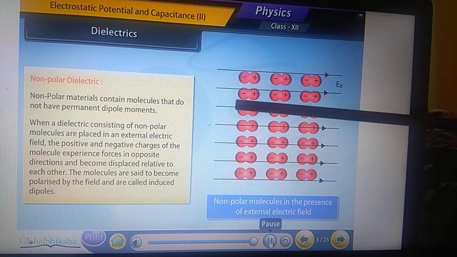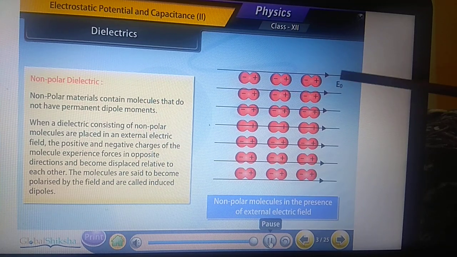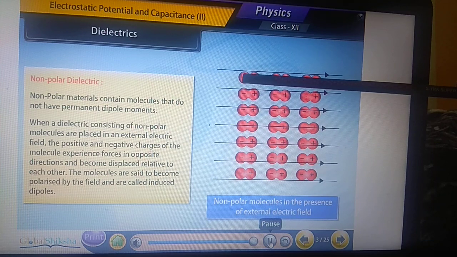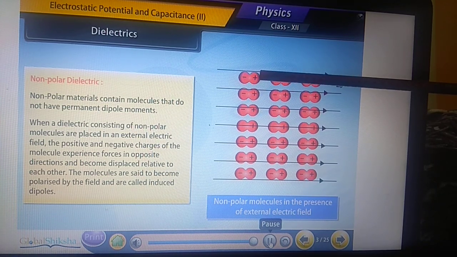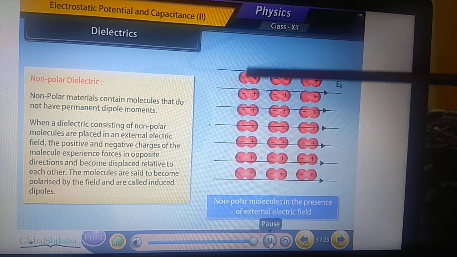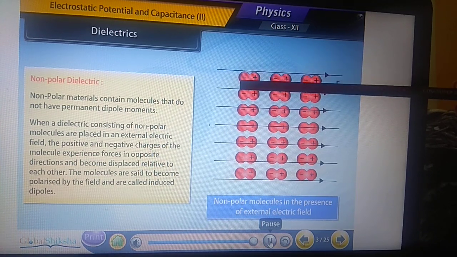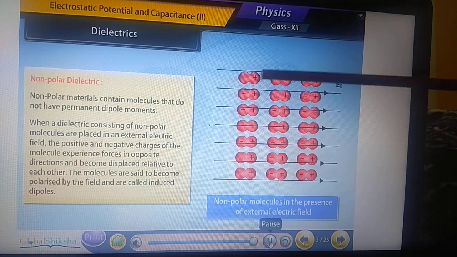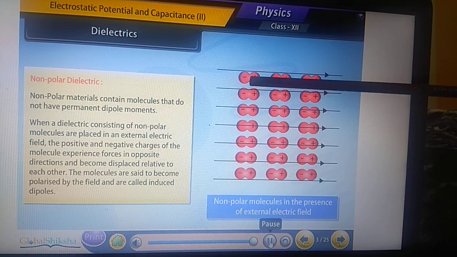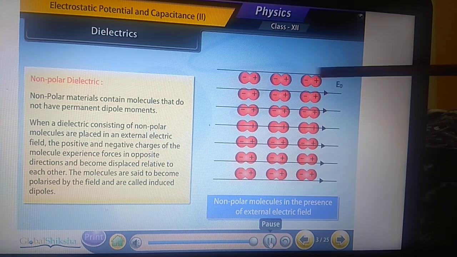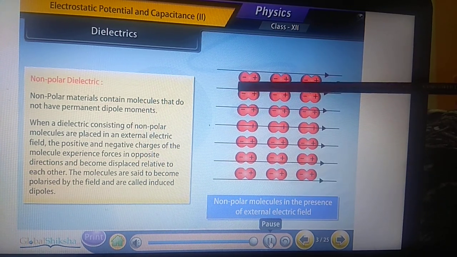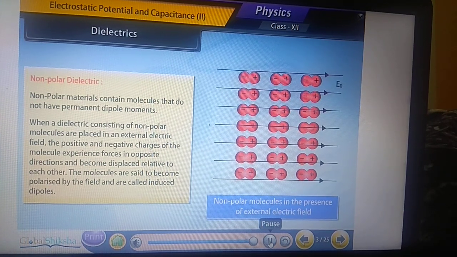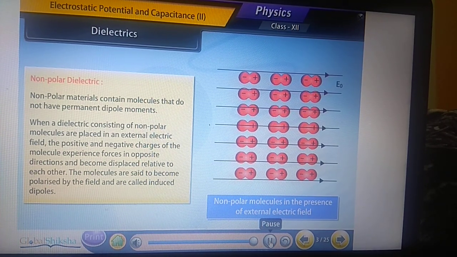So once the non-polar dielectrics are placed in an external electric field, their negative and positive charges experience forces in the opposite direction, and they become a dipole having a dipole moment. The molecules are said to become polarized. Initially they are non-polarized, but when they experience the external field, they become polarized and are called induced dipoles. Now this is the end of the session for today.